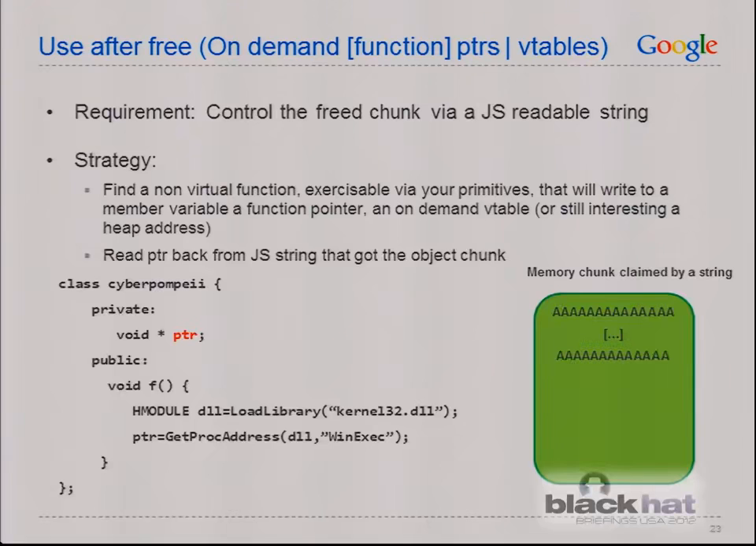And later on, it's going to exercise some functionality in the application that is going to call into a non-virtual function, f, that is going to resolve WinSec. Basically, LoadLibrary, GetProcAddress. And guess what? It's writing back to PTR. So what's going to happen? PTR is going to be, the address of WinSec is going to be written back to the object that we control. And if we can read that object from JavaScript, guess what's going to happen?